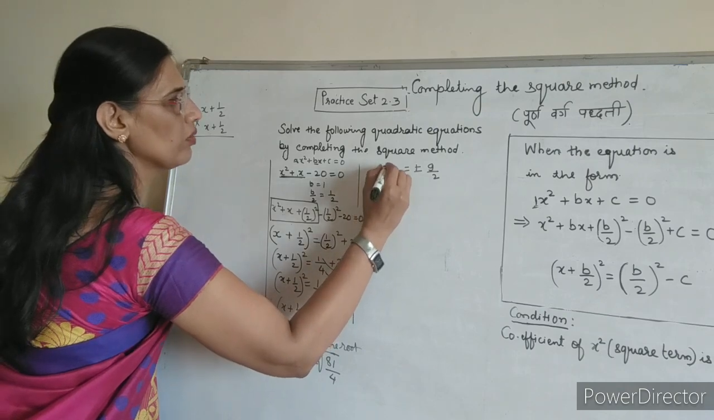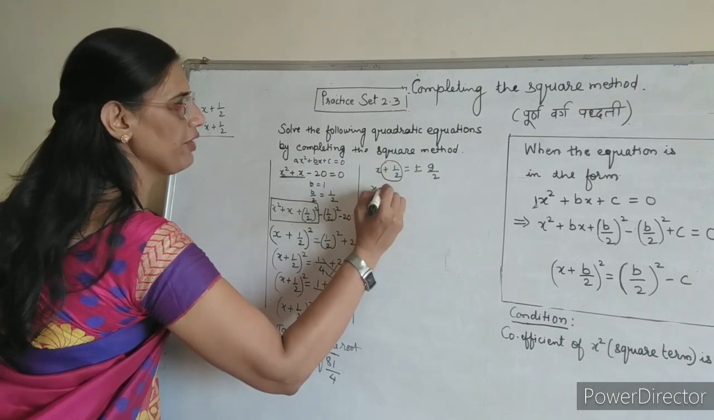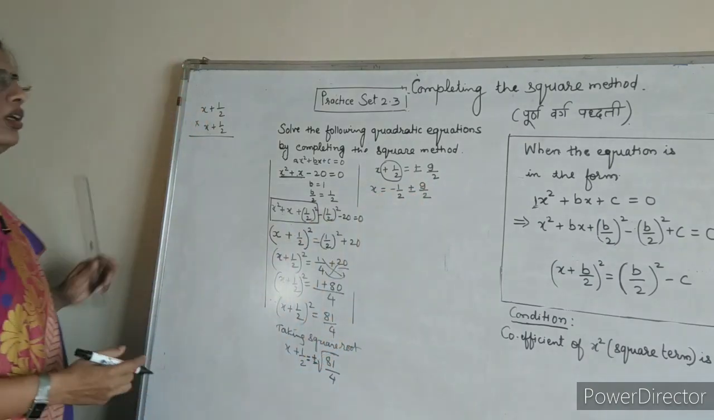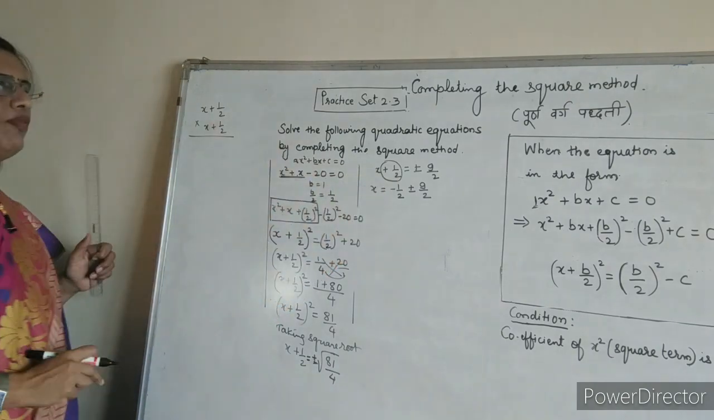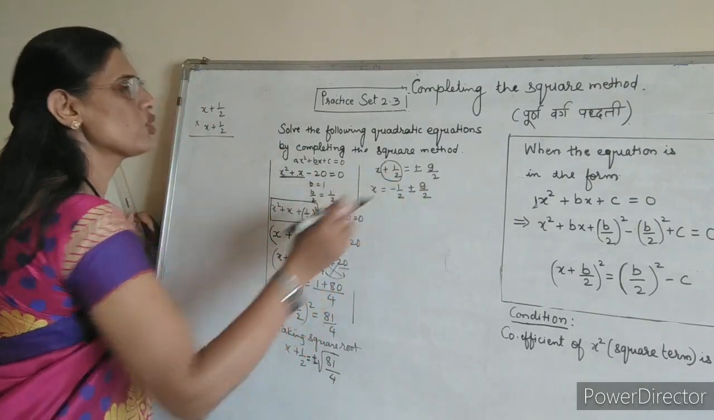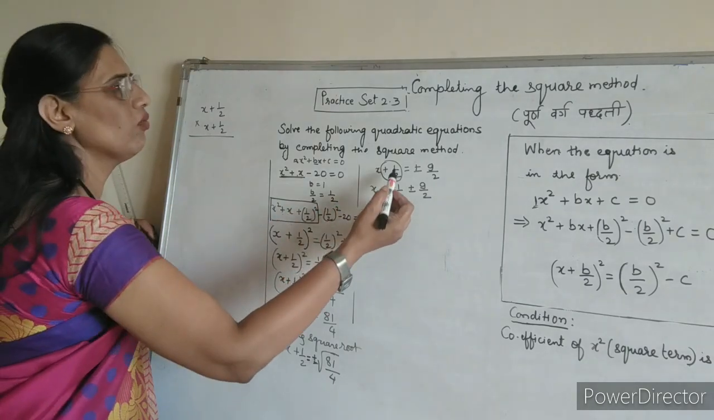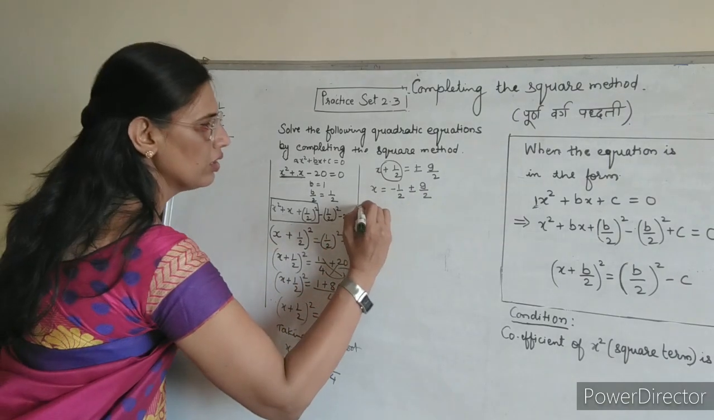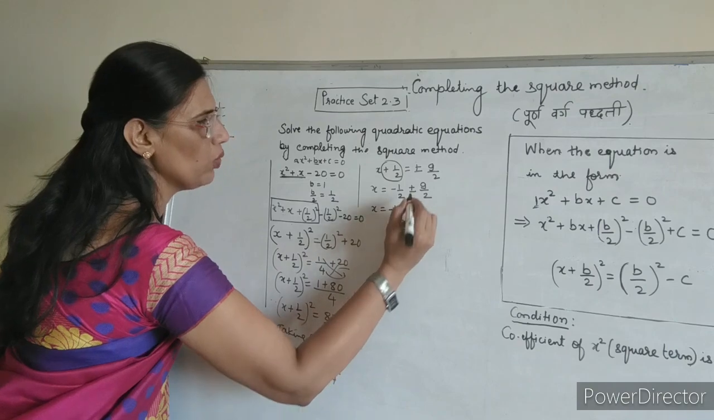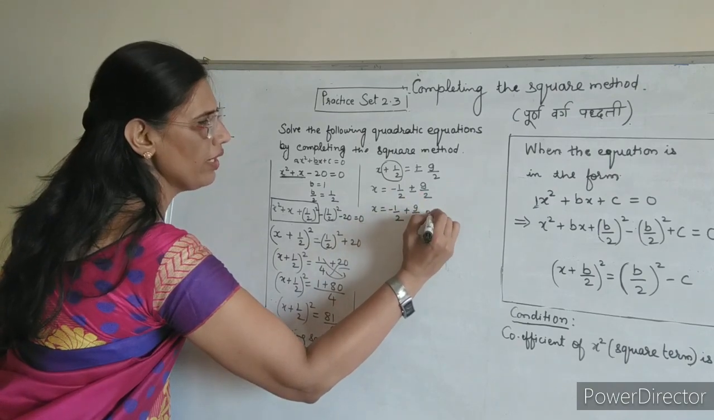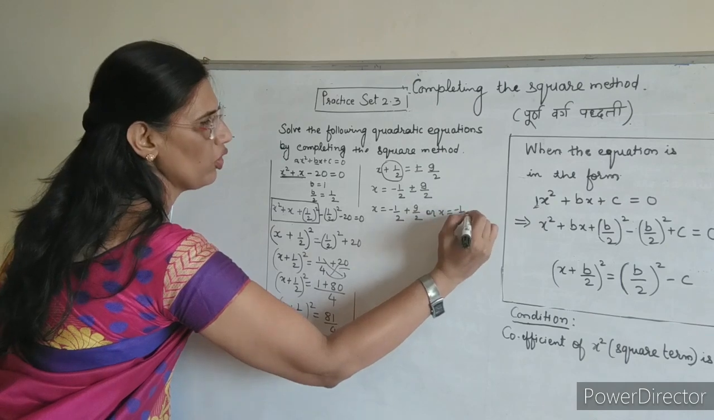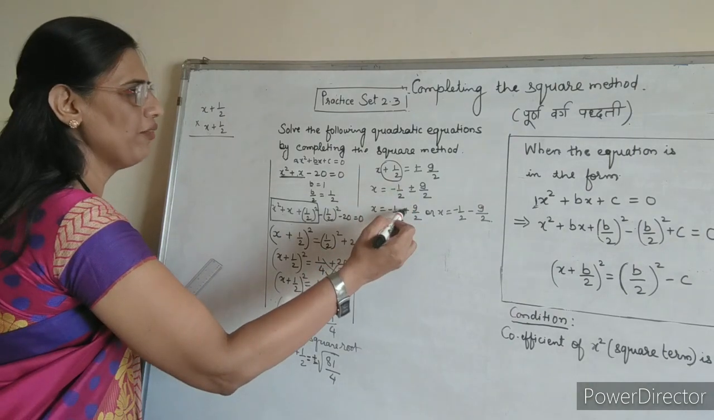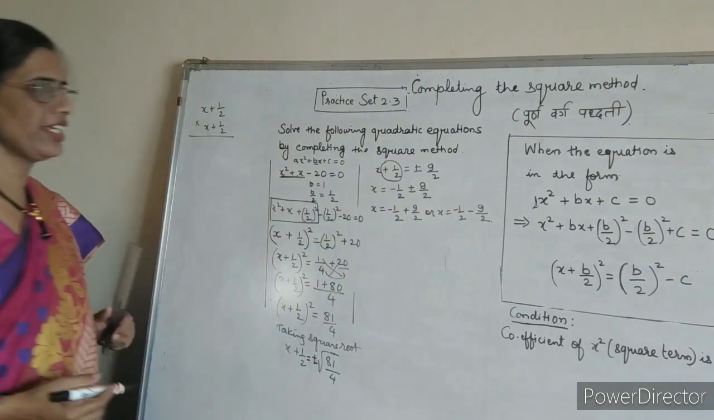Then subtracting this 1 upon 2 from both the sides, we get x is equal to minus 1 upon 2 plus minus 9 upon 2. See here, we have to find value of x. Therefore, transfer this to that side, subtracting 1 upon 2 from both the sides. We get minus 1 upon 2 plus 9 upon 2, or x is equal to minus 1 upon 2 minus 9 upon 2. See here, I have taken plus sign here and I have taken minus sign here.